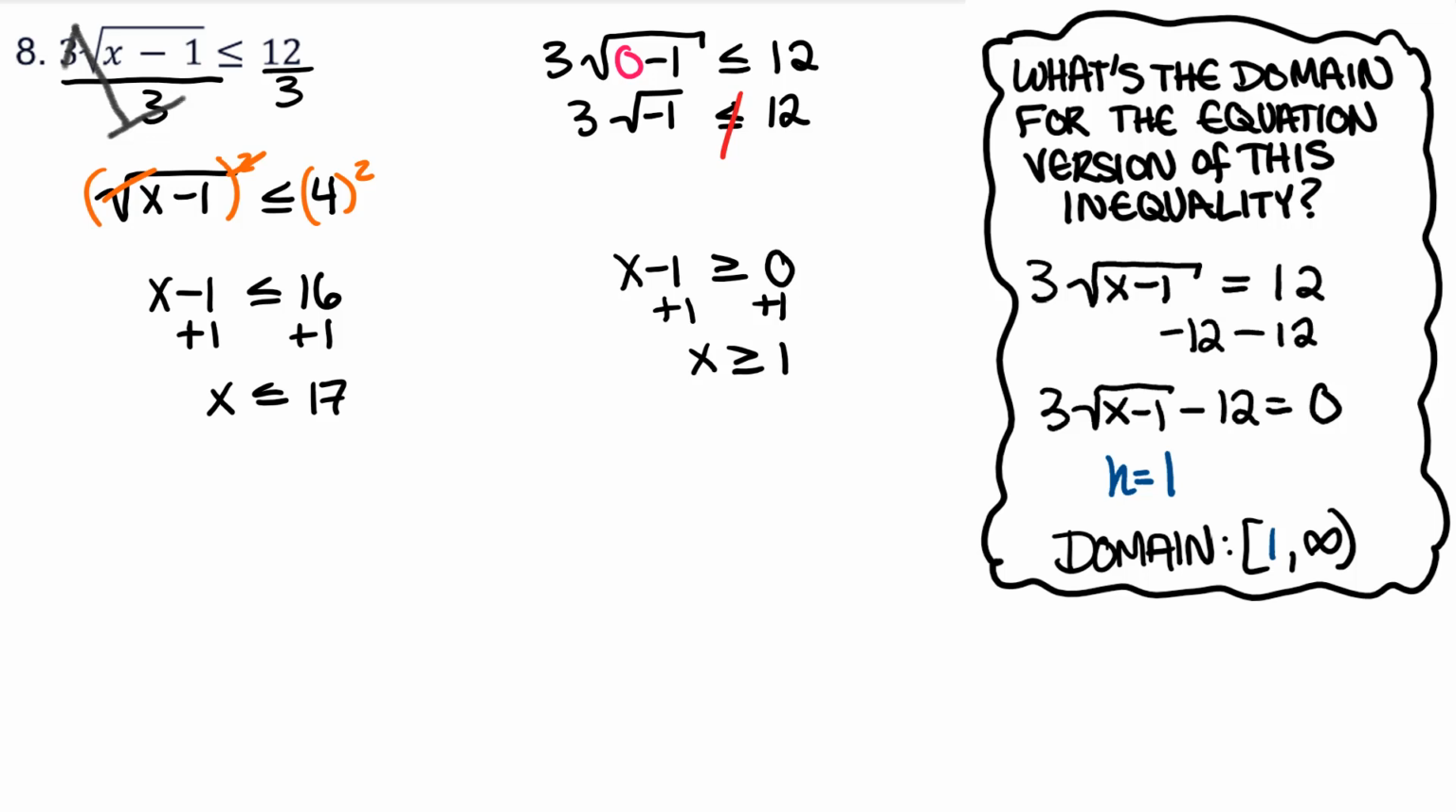In inequality notation, this is written as x is greater than or equal to 1 and less than or equal to 17. And in interval notation, we would write it as 1, 17, both inclusive. And there's your interval of solutions.